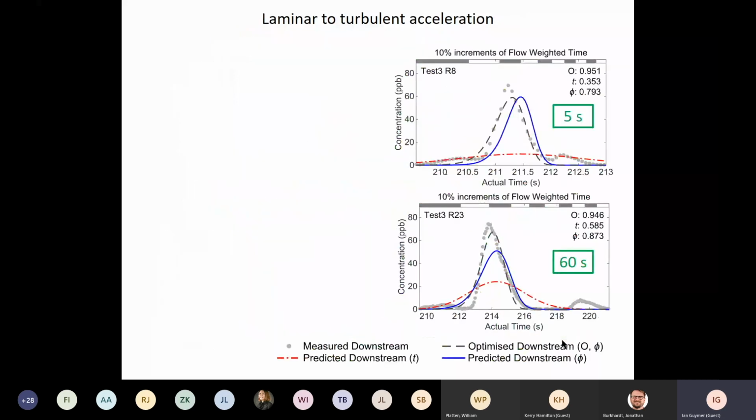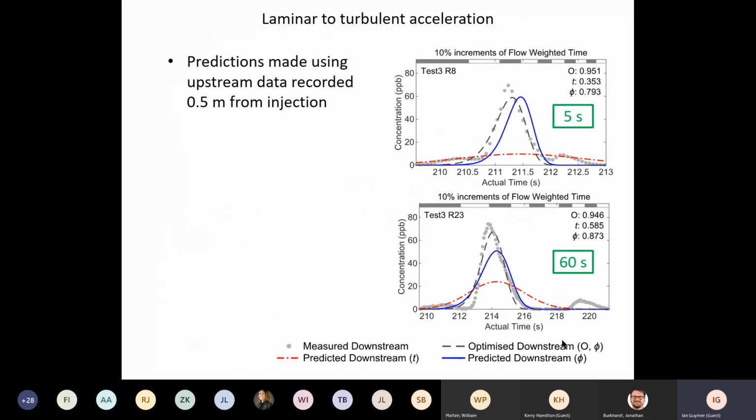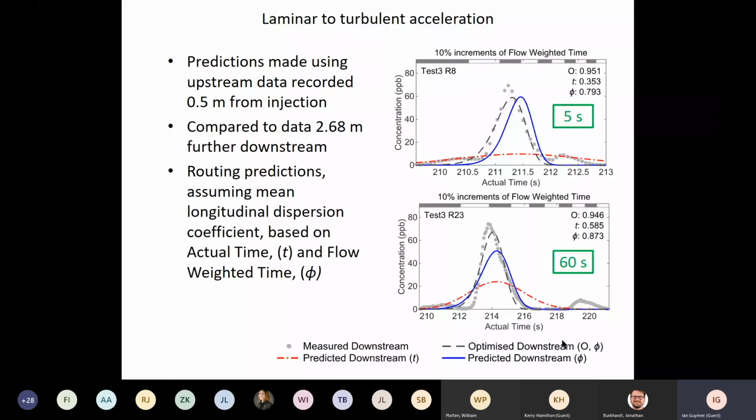So we just did again the same sort of comparisons of what we would do, but over the initial spread of the tracer. So we took the distribution at 5 meters from the injection, which is Gaussian. We compared it to the data that's nearly 3 meters downstream, and we did the routing predictions. And again, the flow weighted time predictions are far better, but none of them pick up this disaggregation effect. So we've got an issue here that in a one-dimensional model, we're not describing these 3-dimensional systems.